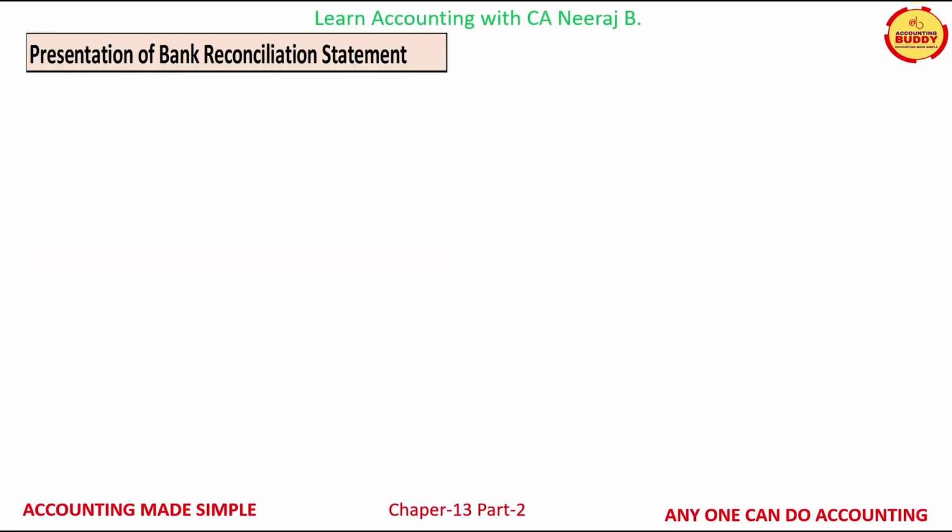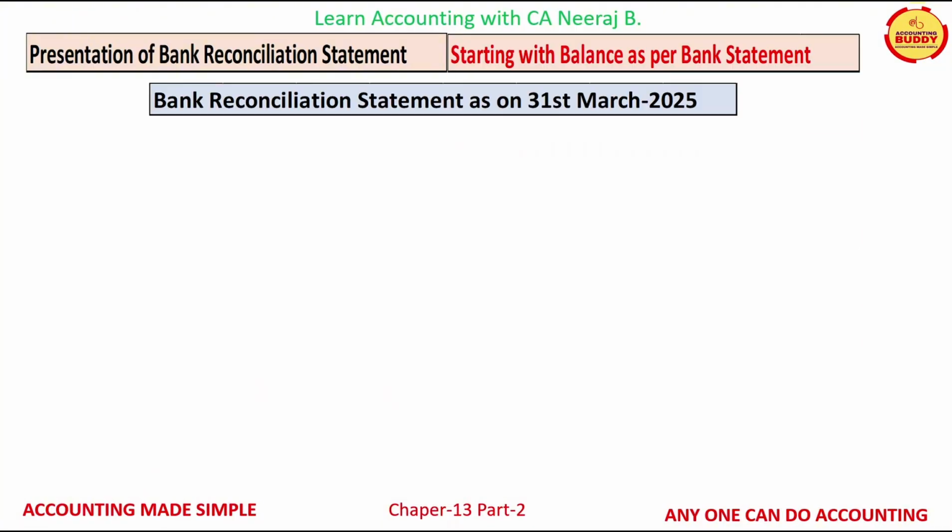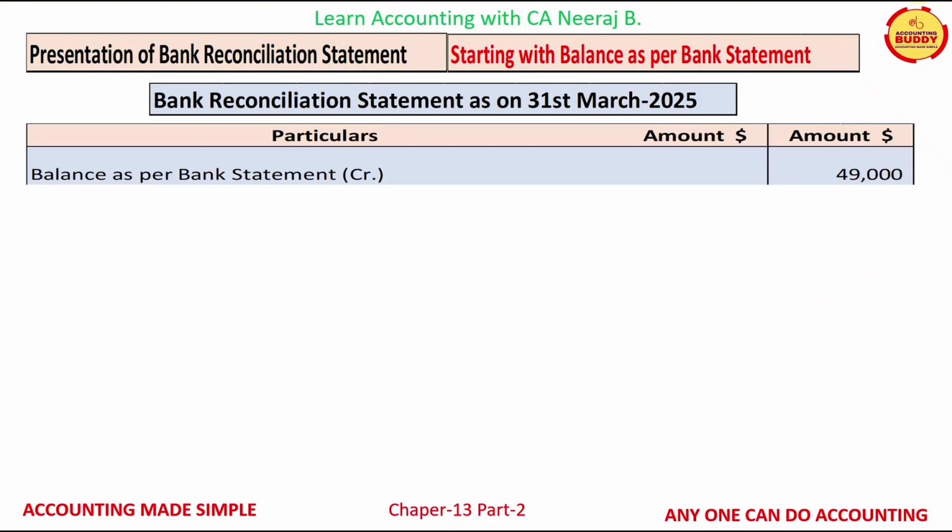Now let us learn the bank reconciliation statement process when we are starting with the credit balance as per bank statement. As on 31st March 25, the credit balance as per bank statement is $49,000. Let us first consider all the unmatched transactions which will be added to the bank statement balance.